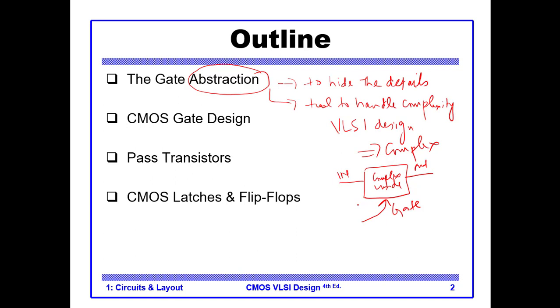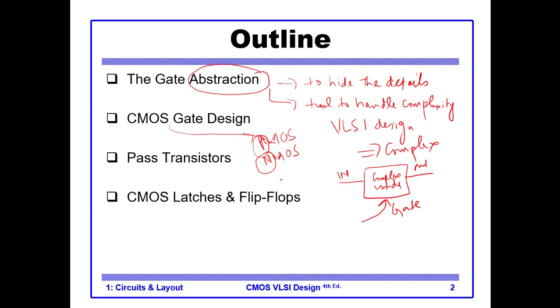Then we will specifically go to CMOS. We want to build and design gates, but they should be based on CMOS. CMOS means PMOS and NMOS. You know that P and N stand for the positive and negative doped material that we use. Later in the course we will discuss these PMOS and NMOS in great detail.